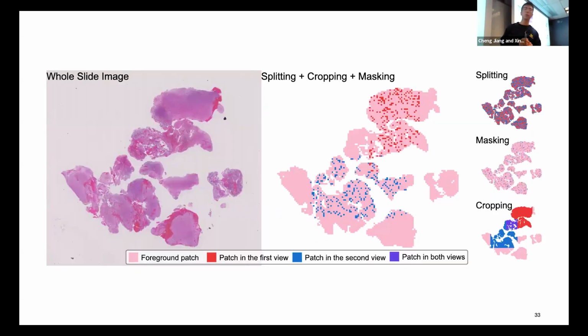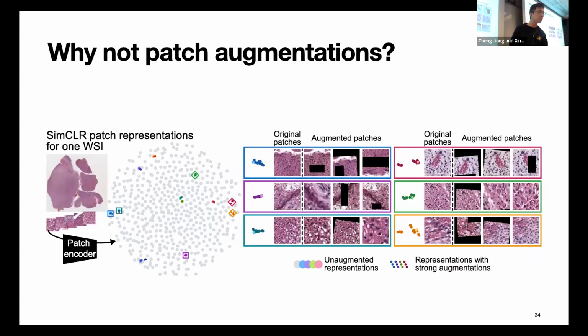Here is the general view of using SPT to generate these two different views of the same whole slide image, utilizing splitting, masking, and cropping. Here the red is in one view and the blue is in the other view. And after enabling the splitting, we will not have the same patch in both views.